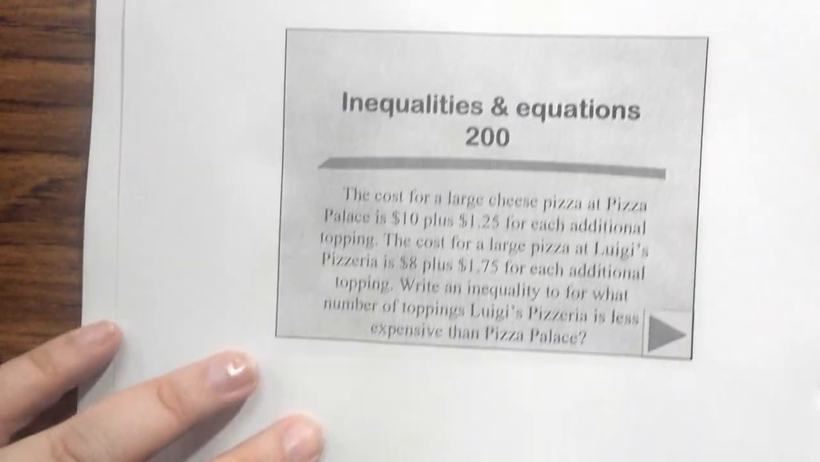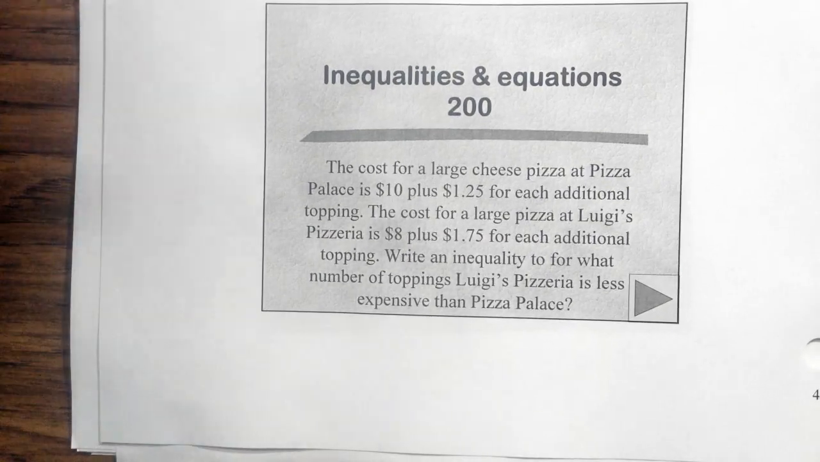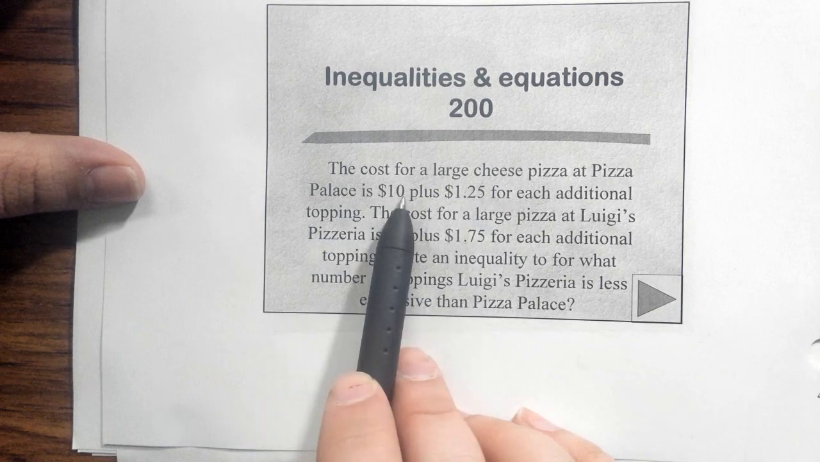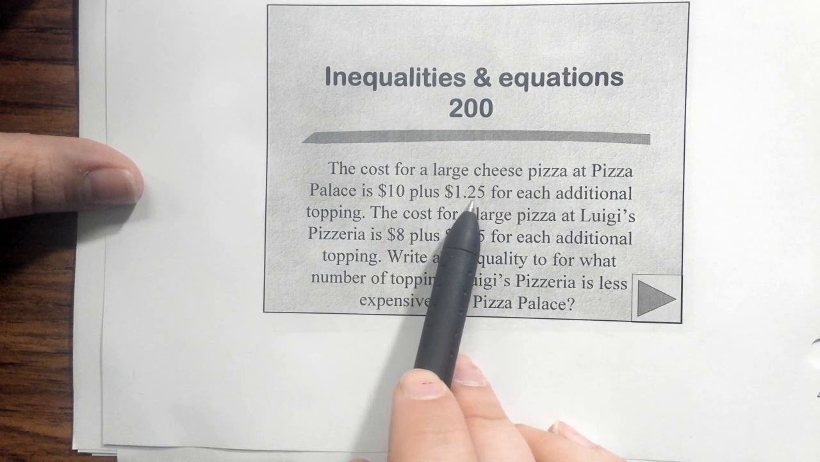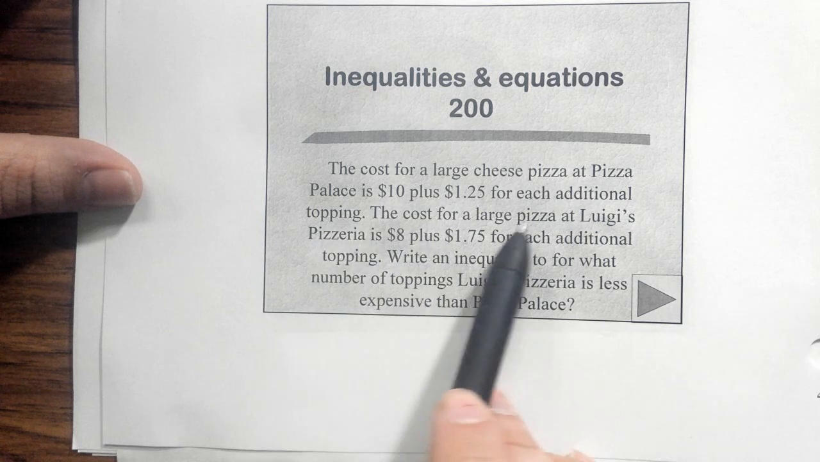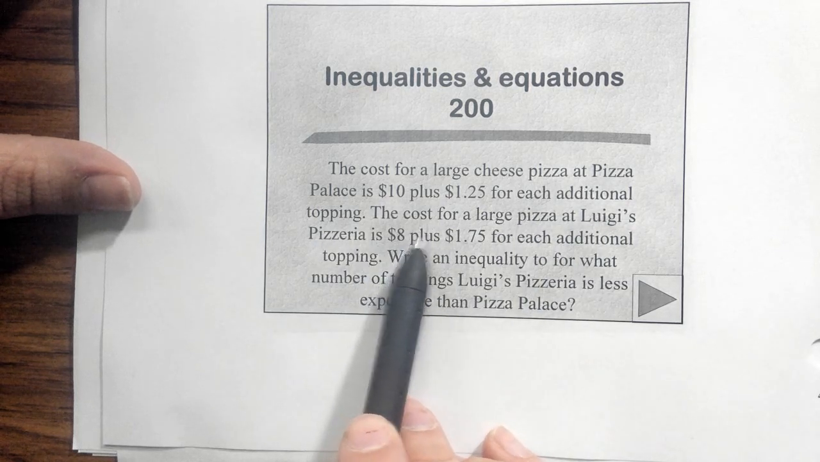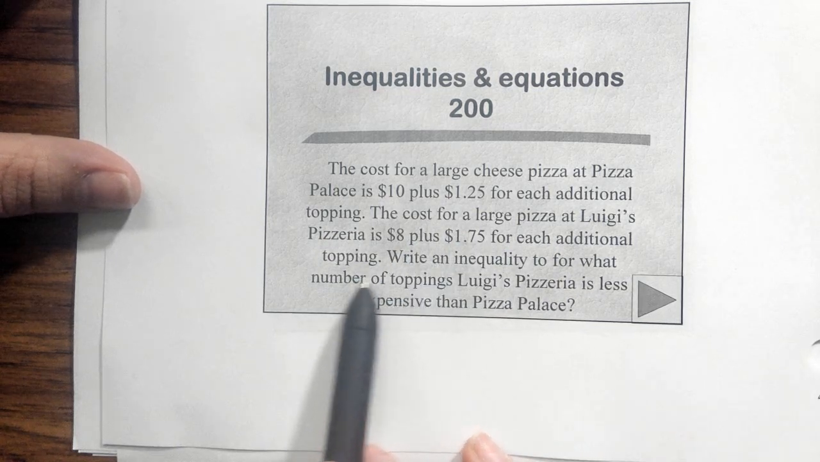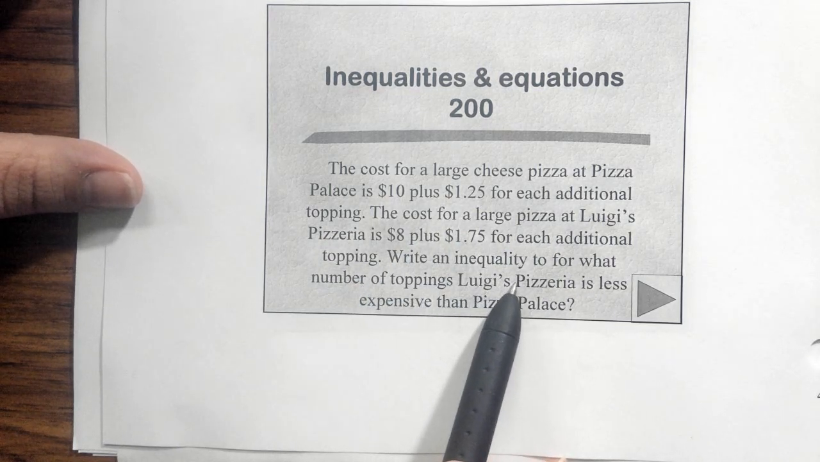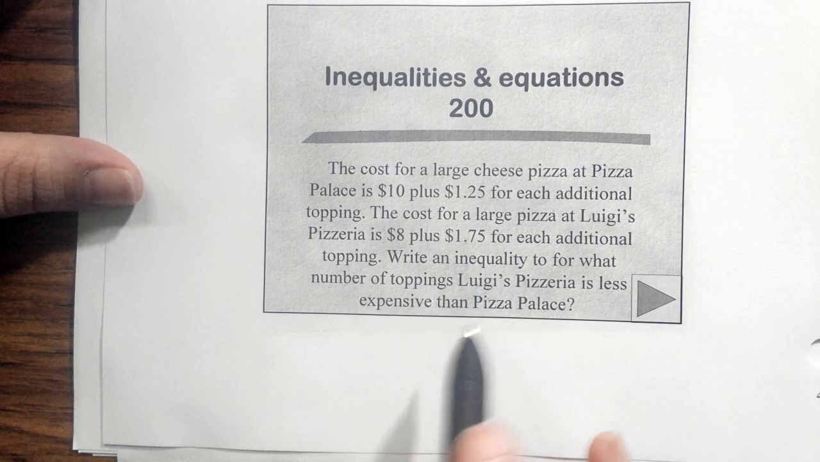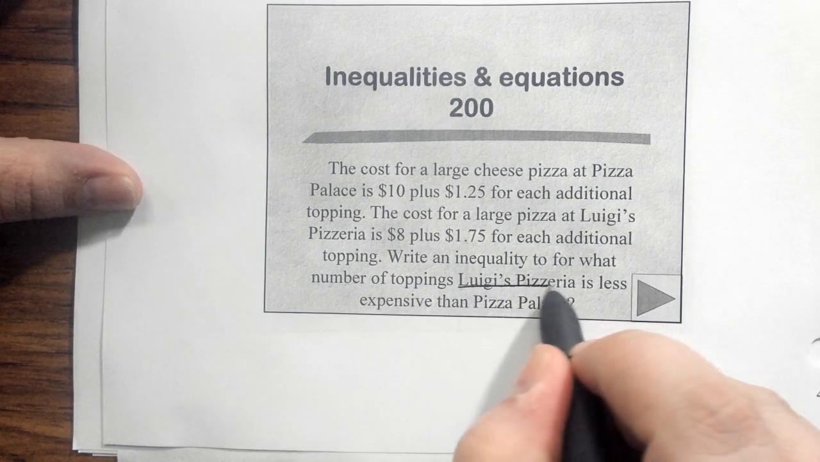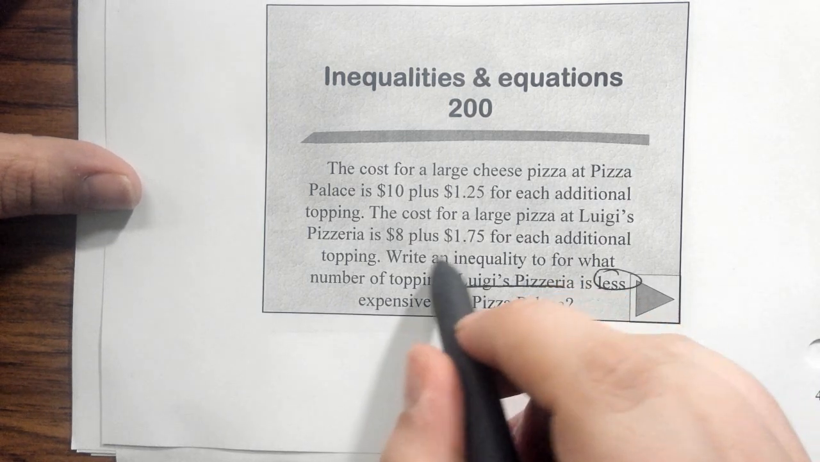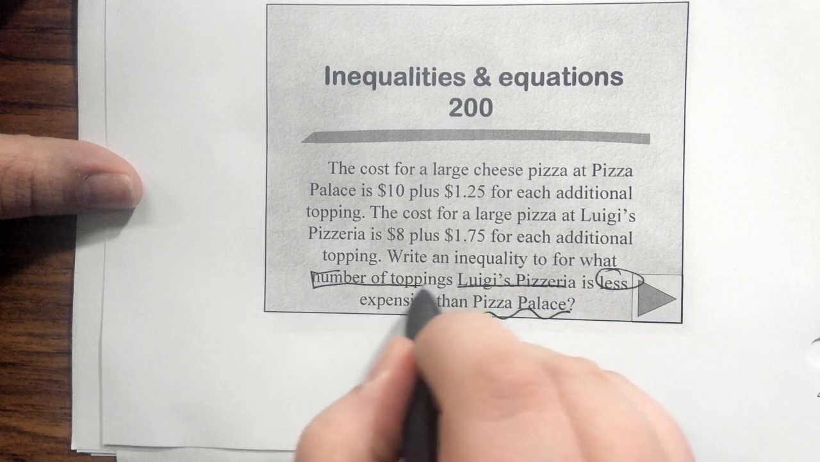Okay, looking at inequalities and equations for 200. It says the cost for a large cheese pizza at Pizza Palace is $10 plus $1.25 for each additional topping. The cost for a large pizza at Luigi's, though, is $8 plus $1.75 for each additional topping. We want to write an inequality for what number of toppings Luigi's pizza is less expensive than Pizza Palace. So we want Luigi's to be less than Pizza Palace. And this is an inequality for the number of toppings.